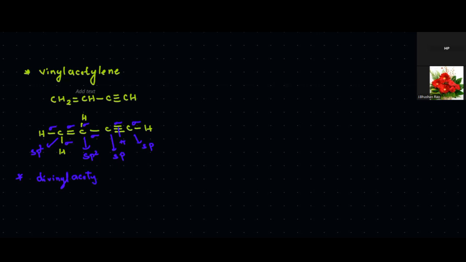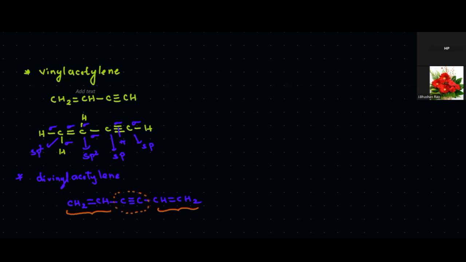Divinyl acetylene molecule. Now the structure: how many vinyl groups? 2 vinyl groups. CH2 double bond CH, C triple bond C, CH double bond CH2. This one is called divinyl acetylene. In this divinyl acetylene, this part is vinyl, this one also vinyl, and the middle carbon has a triple bond, it is acetylene.